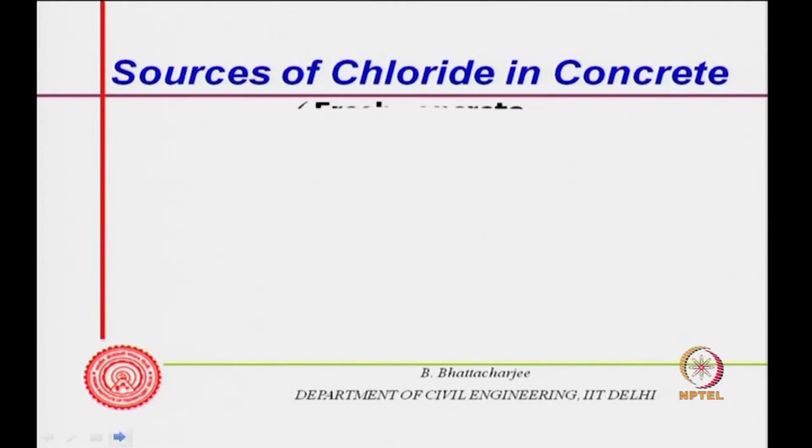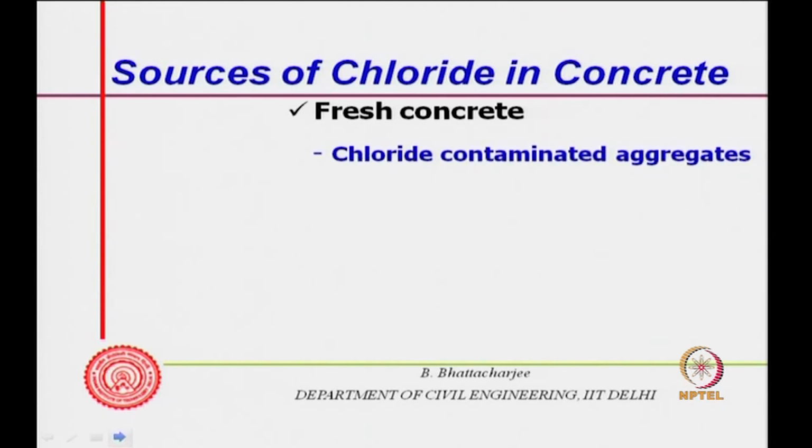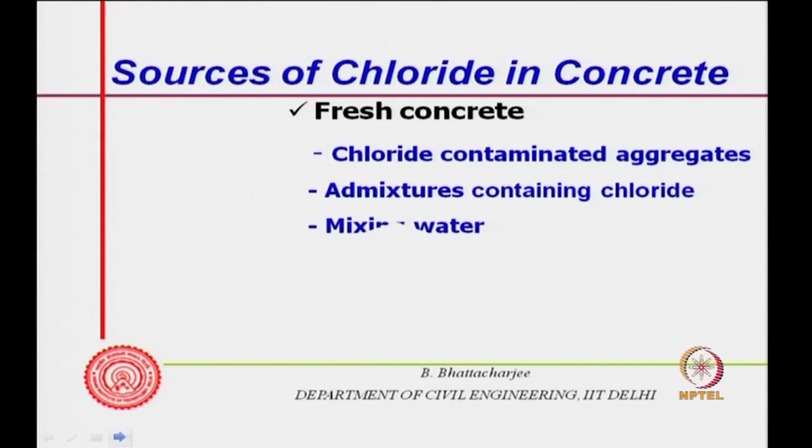Sources of chloride in concrete: if it is fresh concrete, it may come from ingredients, called chloride contaminated aggregates, and admixtures containing chloride, which is of course restricted these days. Mixing water, quite often groundwater contaminated with chloride, if it is used in concrete, and that is the case in many of the North Indian scenario.